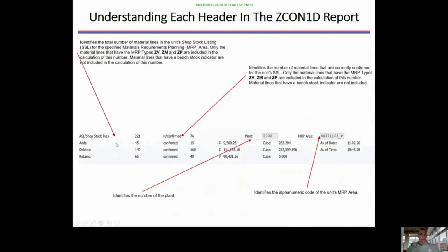So if you look here, when you run the ZCON 1 Delta report, you'll have a top portion that's going to cover all the stuff right here, all these blocks, and then you're going to have all the additional columns underneath of it.